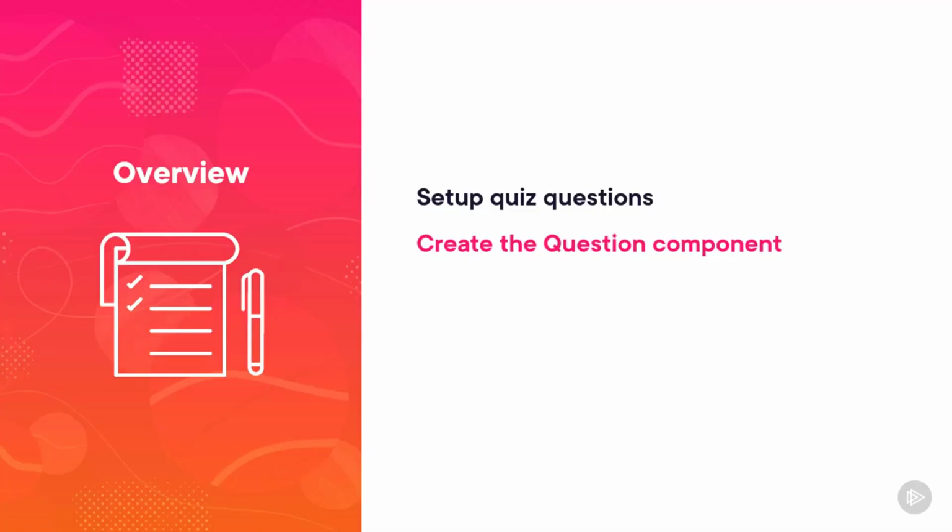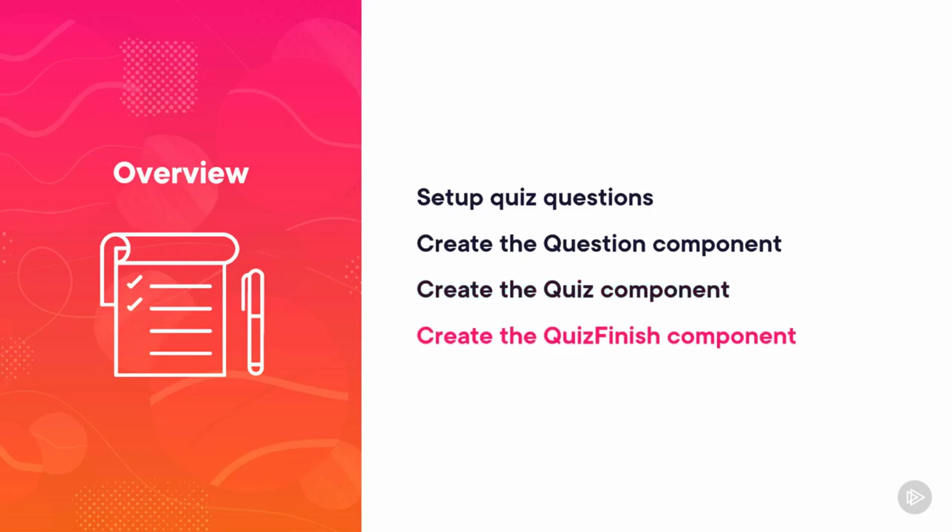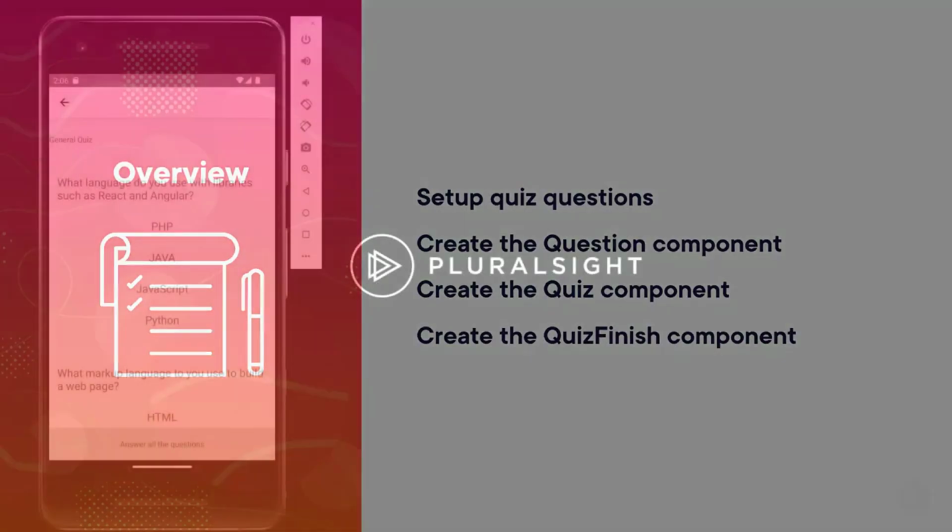Then we will create the question component that will be used to display the questions that are presented in the quiz. Once we have the question component, we can create the quiz component. This quiz component will host all of the questions in the flat list component. The last component we will build for the quiz feature is the quiz finish component. This will provide the score of the quiz and summarize how many questions were missed.